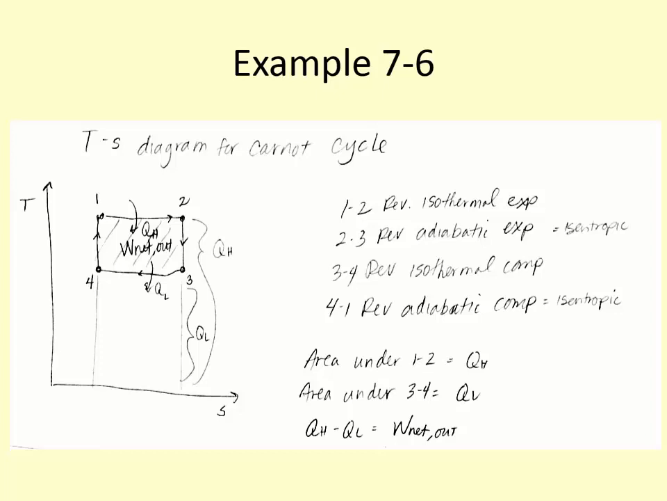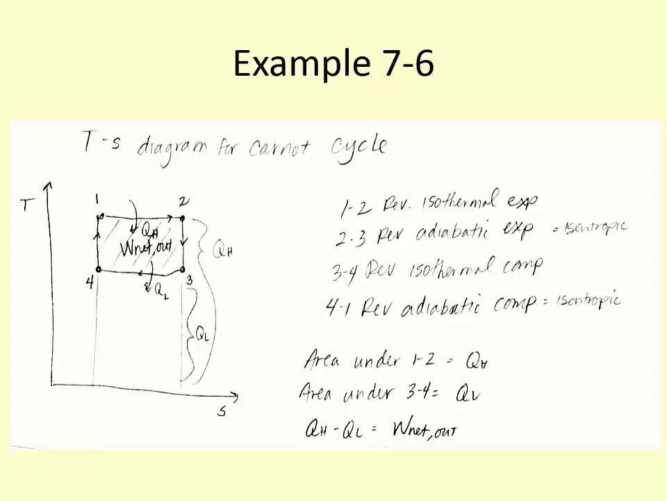Okay, now reversible adiabatic expansion. It's reversible and adiabatic, so it has to be isentropic. It's going to be a straight line, and it's an expansion process. So what's happening to the temperature? It's decreasing, right? Because we're not adding any heat to it now. It's adiabatic. It's going to be a straight line down. Okay, so that's state 3.